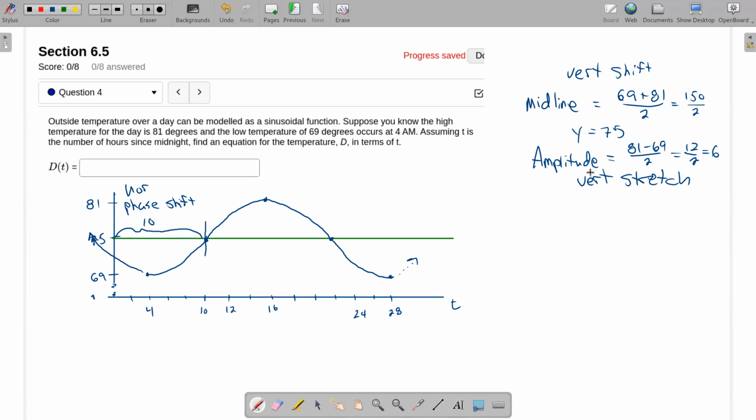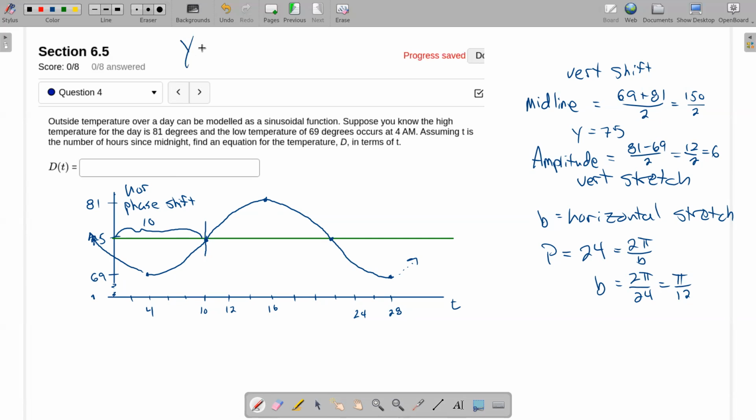And then for the horizontal stretch, B, or horizontal stretch or compression, this one's a stretch. We have to use the period to figure that out. So we have a period of 24, and the period always comes from 2 pi over B, our multiple. So then multiply B up, 24 down, 2 pi over 24 gives me pi over 12 as the multiplier to get the horizontal stretch.